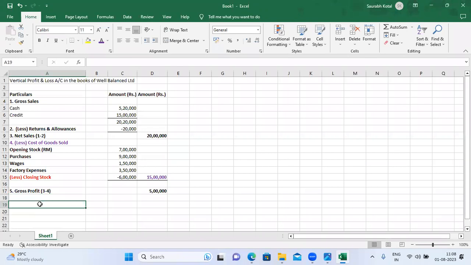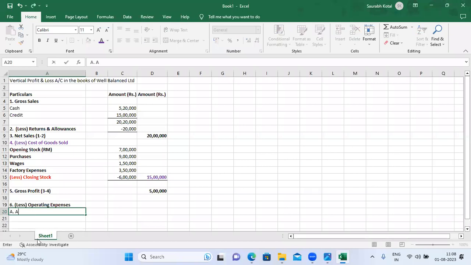Now, there are certain things that we have to reduce from gross profit. What are those certain things? Basically, I'm talking about operating expenses. We have to reduce operating expenses. While reducing operating expenses, we must know that operating expenses are divided into 3 broad categories.